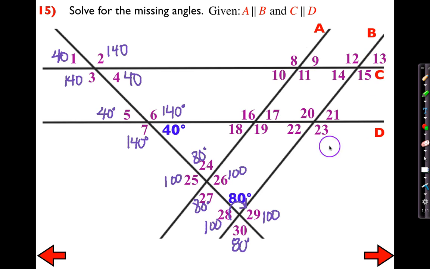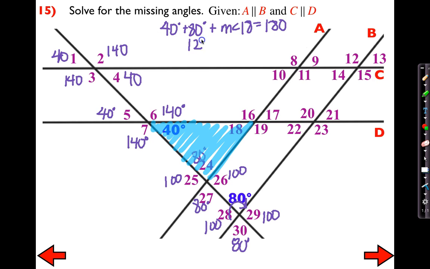Now from here, how am I supposed to figure out all of these? Well, I can go ahead and compare them to the fact that this forms a triangle. So all of these angles should add up to 180 degrees. So I'm going to go ahead and say 40 plus 80 plus the measure of angle 18 is 180 degrees. This adds up to 120 plus the measure of angle 18 equals 180 degrees. Subtract 120 from both sides, and I'm left with the measure of angle 18 equals, let's see, 60 degrees.